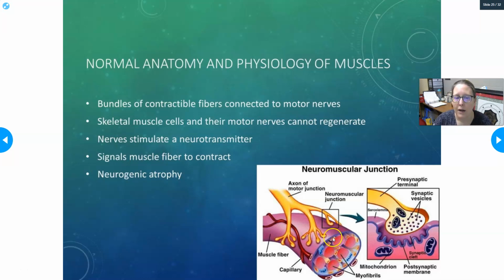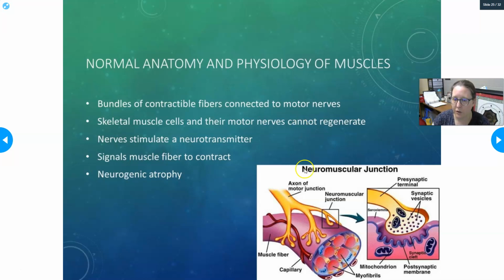So, generally speaking, skeletal muscle cells and their motor nerves cannot regenerate. Usually you have a set number of muscle fiber cells in your body. They can repair, so I don't want you to think they can't repair themselves, but if the damage is extensive and beyond repair, then it's very possible that it would not repair and just turn to scar tissue.